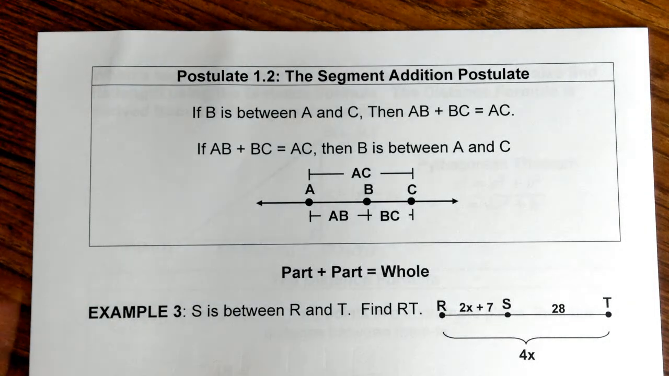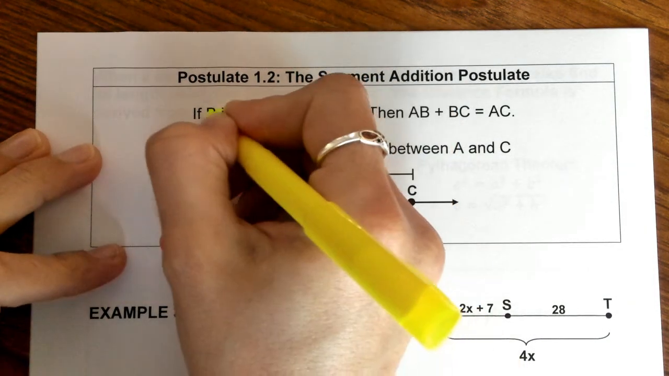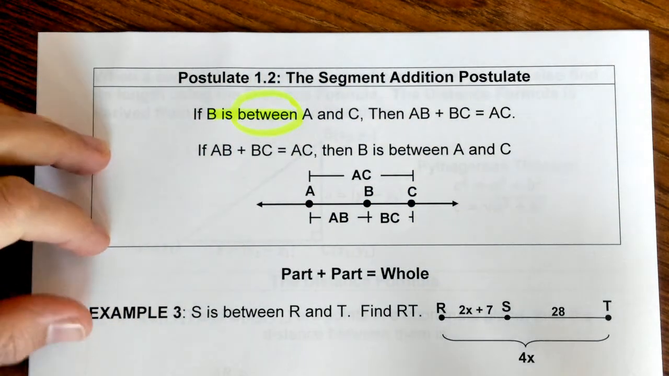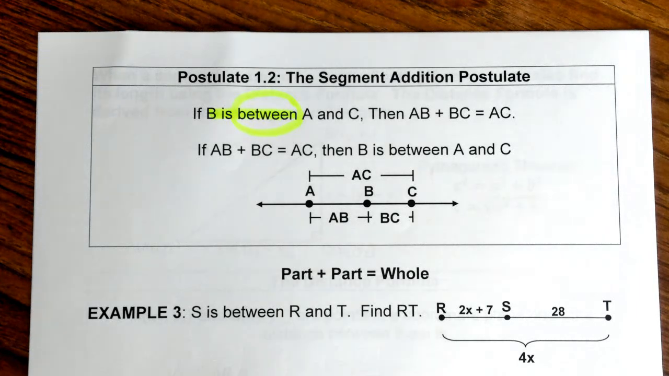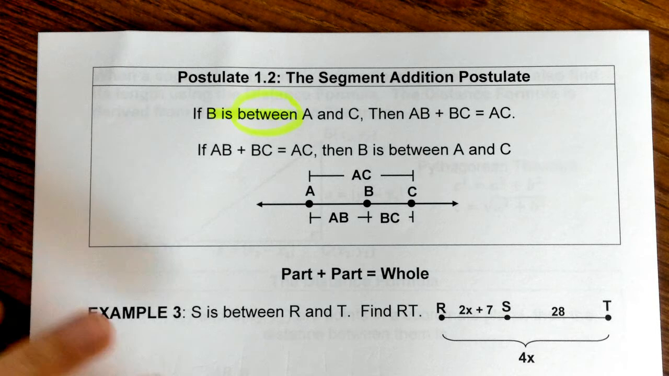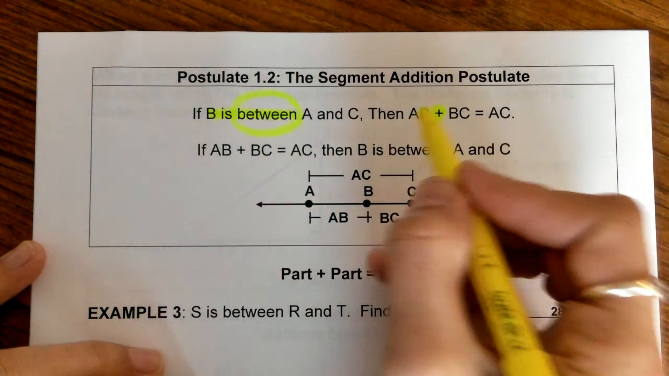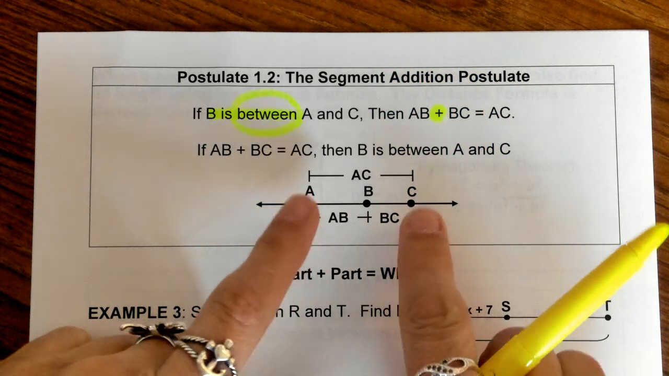So we're saying if B is between, which is a huge word to look at, you'll notice that later on. Between means I don't know where it is. It could be closer to A, it could be closer to C. It's somewhere between the two. It's not in the middle. We're not saying middle. We're just saying it's somewhere in between them. Then you add AB plus BC, and you're going to get the whole length.